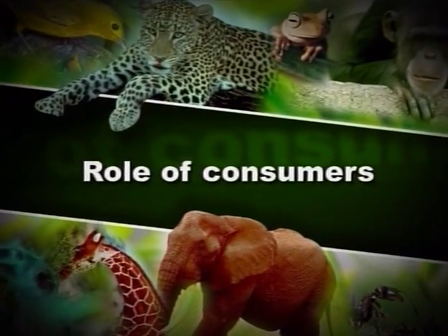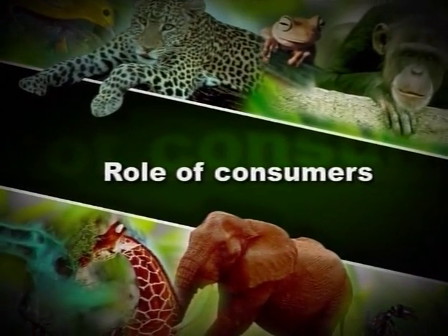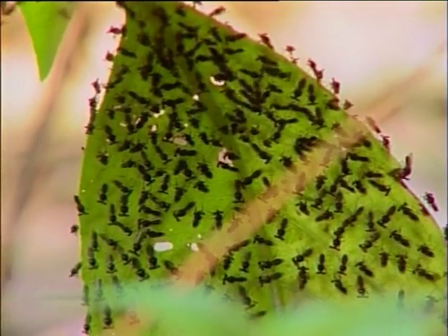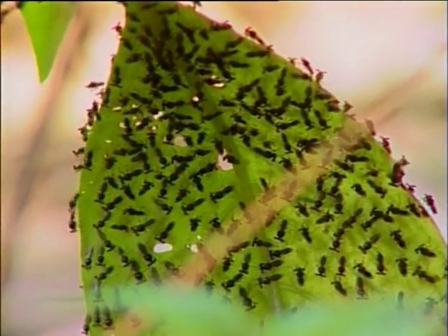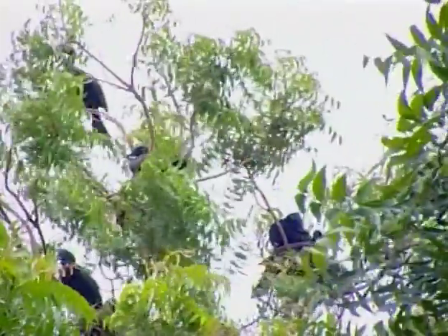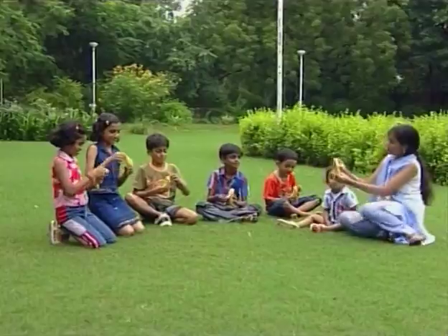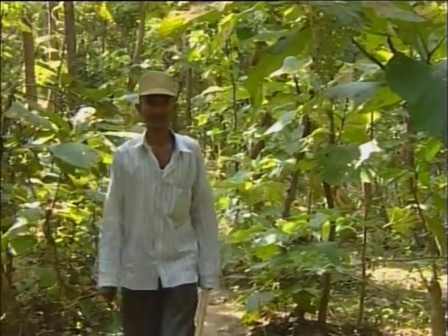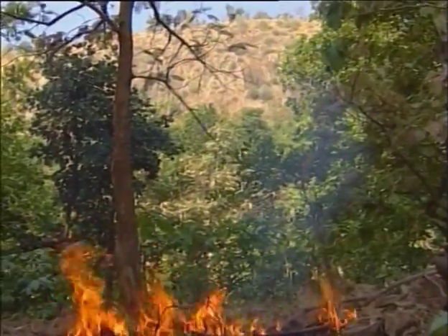Role of consumers. Herbivores control the population of producers and carnivores control the population of herbivores. Omnivores switch to various food habits according to availability of food and thus regulate or balance the disturbance in the food chain.